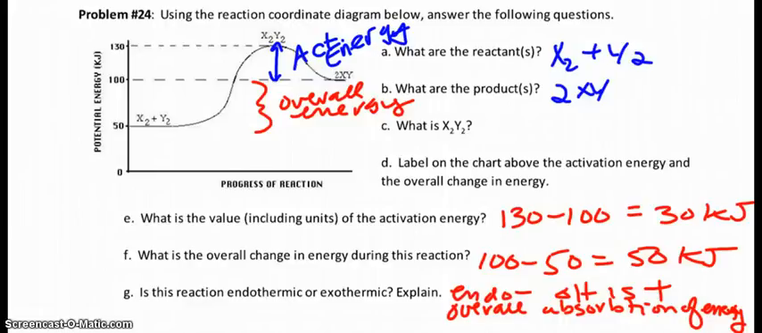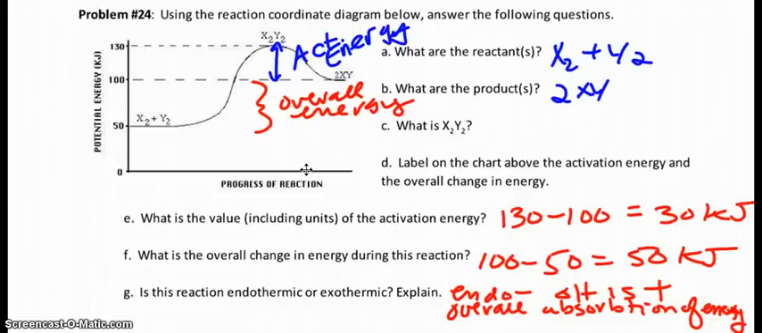So what's the value, including units, of the activation energy? It's just final minus initial, so it's just the 130 minus the 100. And then what's the overall change? I should go back here. It's not the final minus initial necessarily. It's the overall height of the hump. All right, so this is where you end up. This is your activation energy. Your overall energy, that's what's final minus initial. I apologize for that. That's 100 minus 50, so it's 50 kilojoules. Is this reaction endothermic?